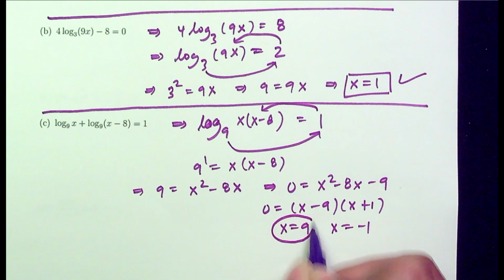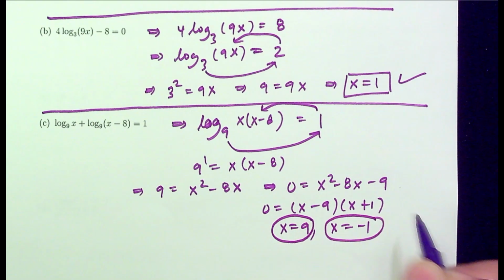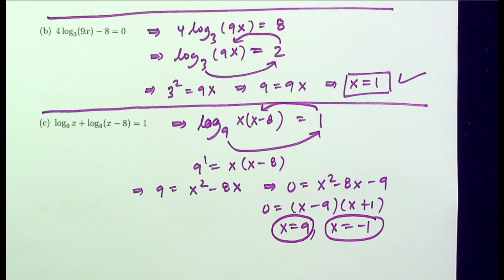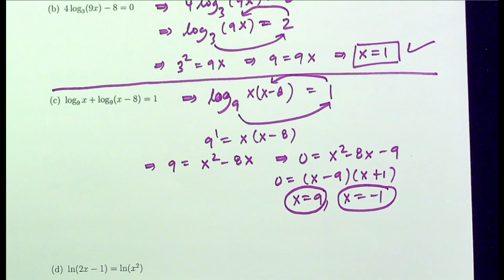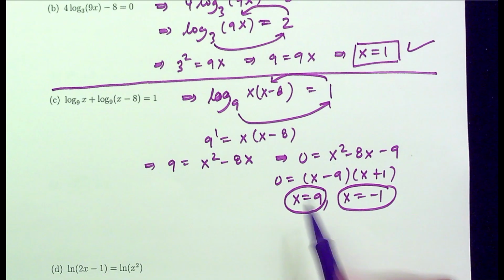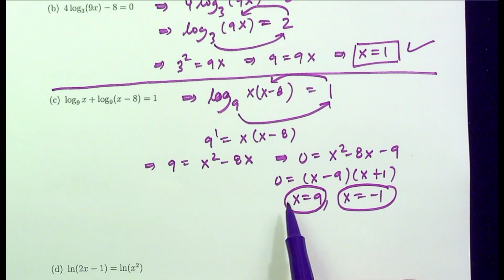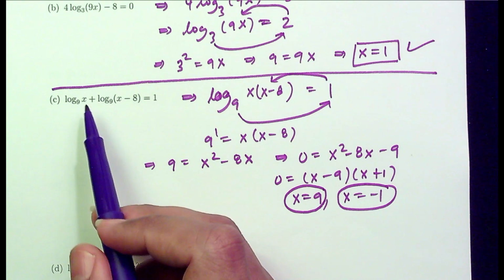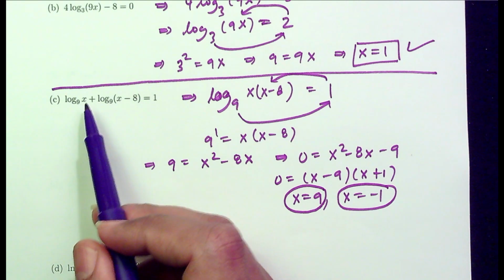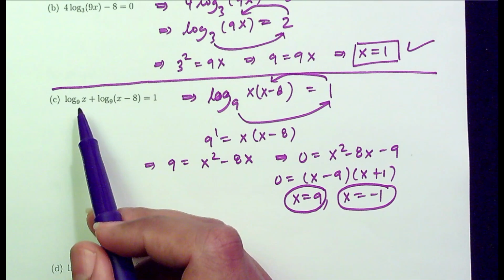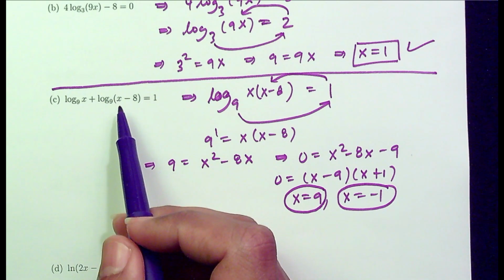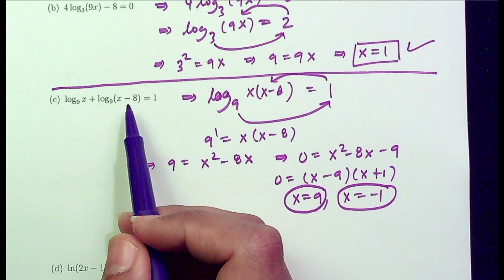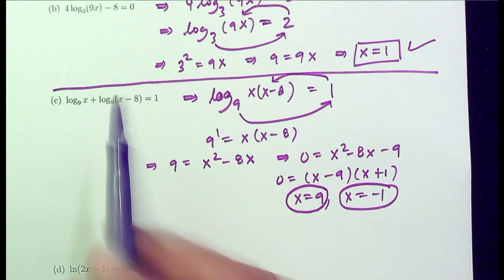So we have two possible values of x. But now we have to check whether both of them work, only one of them works, or none of them works, just by checking whether they are in the domain or not. If you plug in x equals 9 here, you would have a 9 inside this logarithm, which is fine. If you plug in 9 here, you would have 9 minus 8, which is 1, and you can have positive 1 inside the logarithm. So this one is fine.